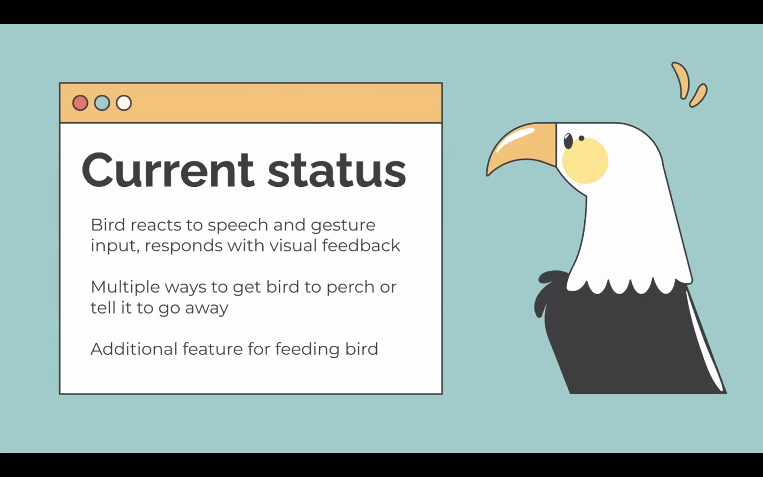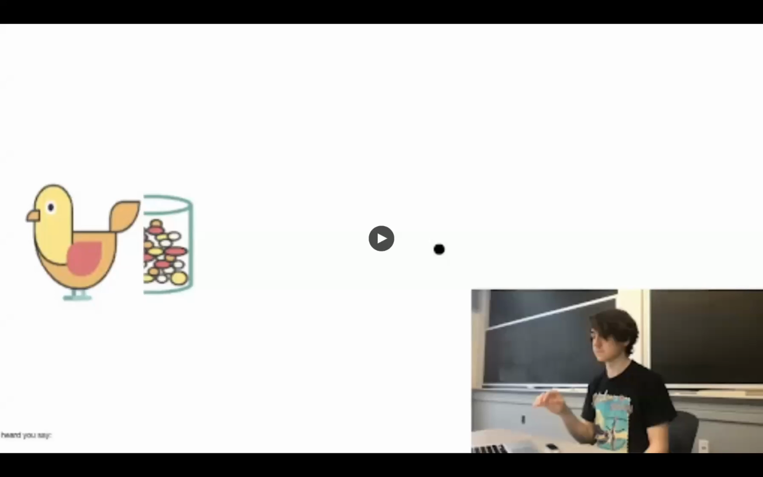So I've combined my desired inputs and incorporated one of my desired outputs. I've added multiple ways to have the bird perch or go away. And I've also added an additional feature where the user can feed the bird. So with that, let's get into the demo.